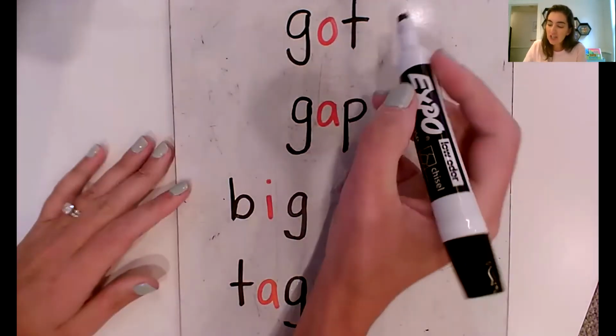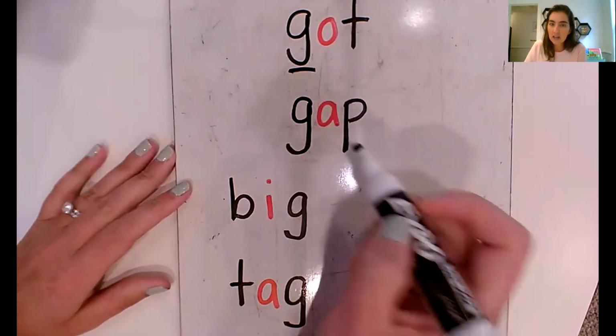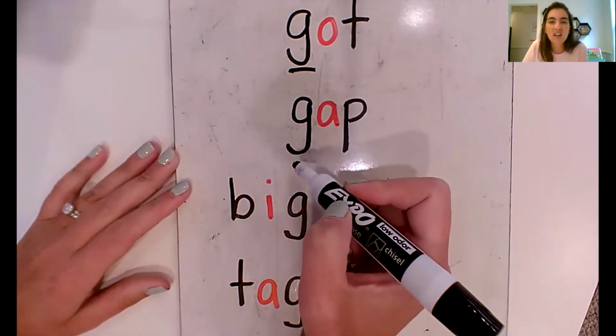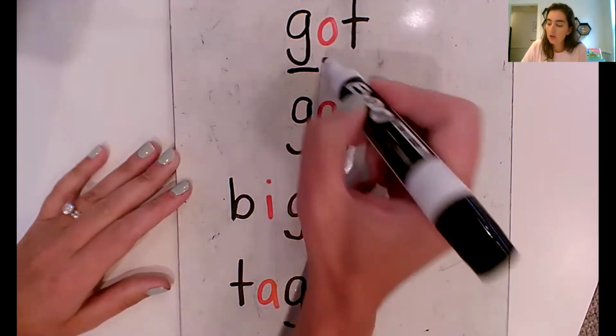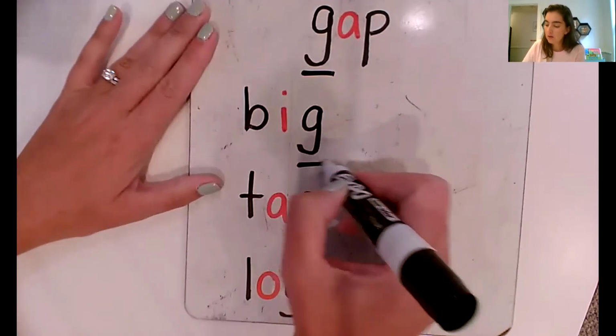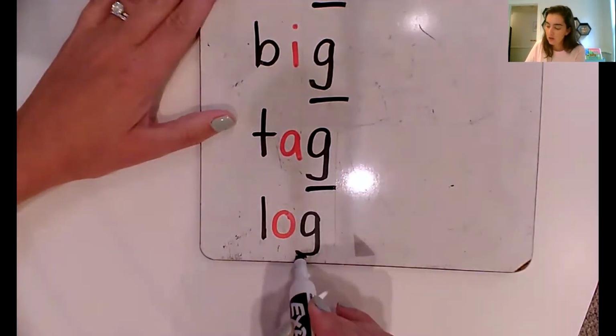That's right, you see G. Can you go ahead and underline the G? And I want you to say G when you underline it. G, G, G, G, G.